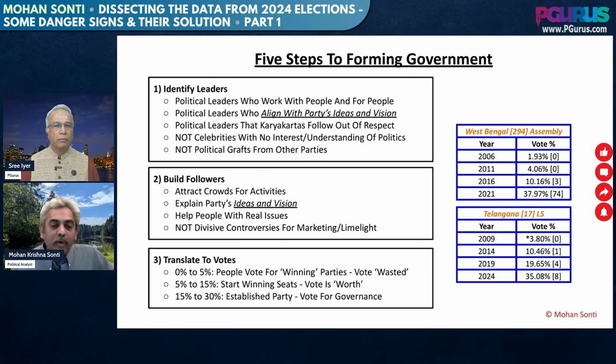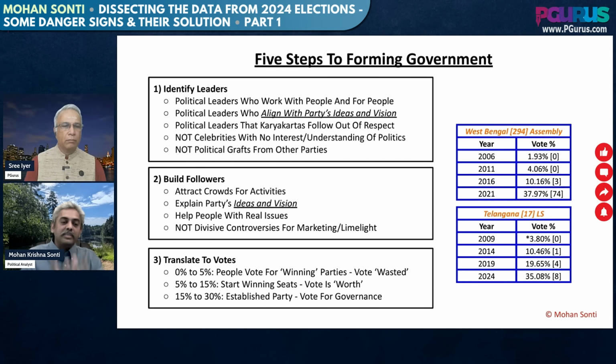The next is to build the followers, attract crowds for activities, and explain the party's ideas and vision. So you should see that when the leader goes out, they have to build crowds. If they can build crowds, then the party is making progress. A good example of this is MHvtt. They identified a fantastic leader. Once the leader is identified, you see that he builds followers. Wherever he goes, in so many rallies, he can attract the crowds, right?